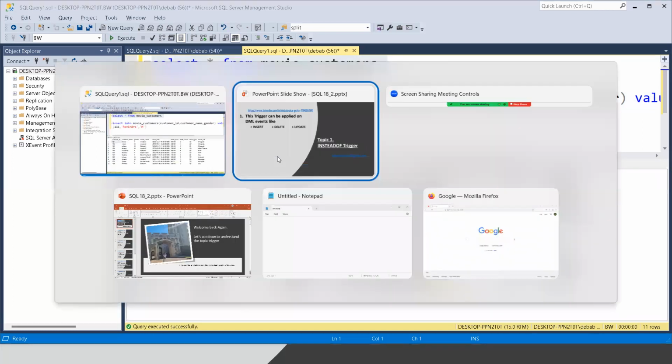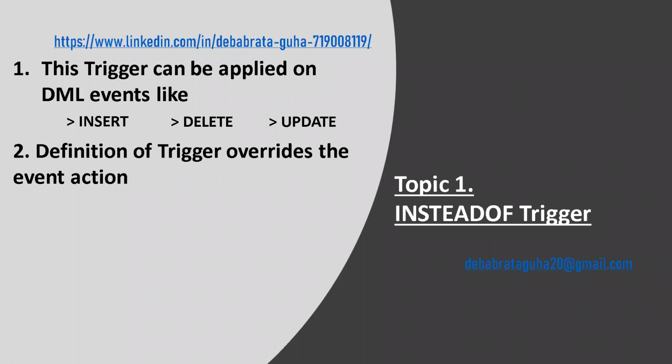The reason behind this, if I go to the second point, is that the definition of trigger overrides the event action. What does that mean? It is the second property, and in front of the interviewer, obviously, you are going to be asked what the properties are. They will be checking your concepts with a lot of questions, to see how confident you feel on the trigger. So it will be good if you try all these codes by yourself in your SQL Server.